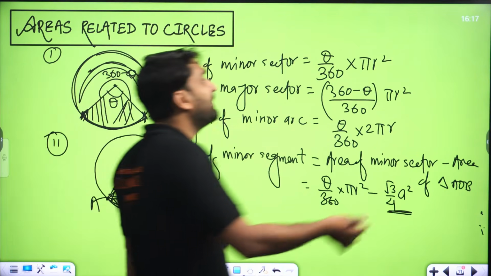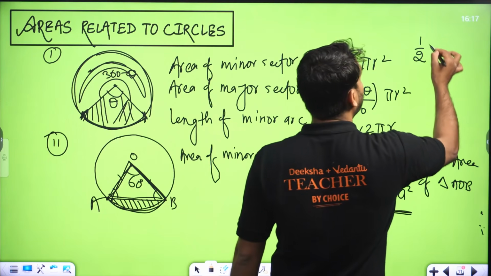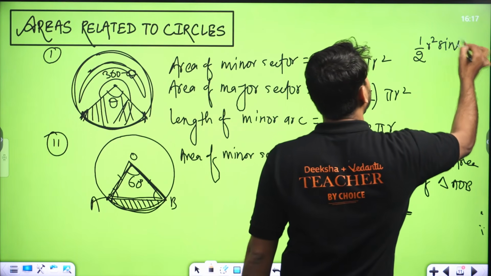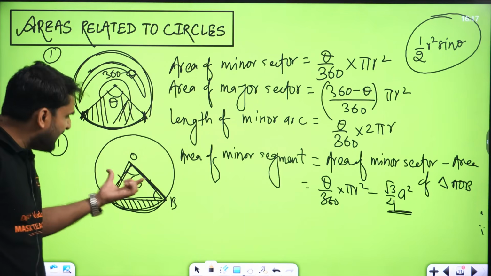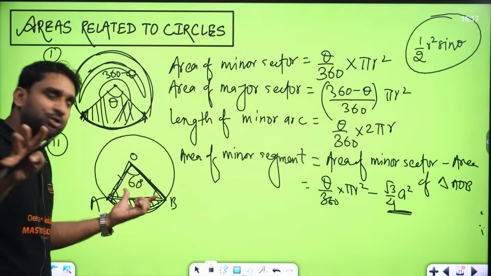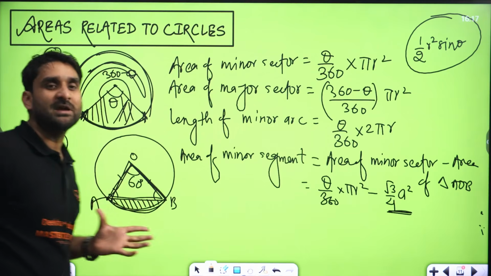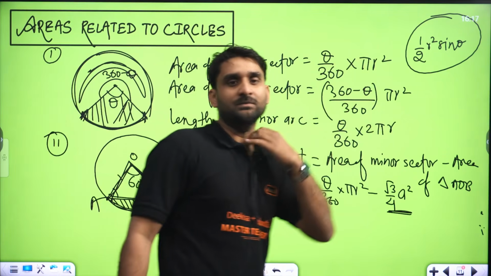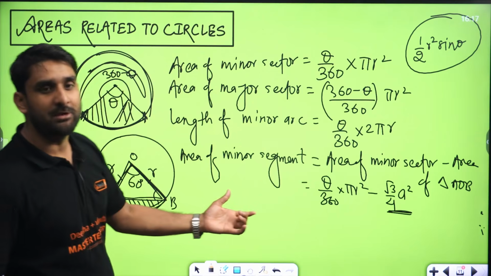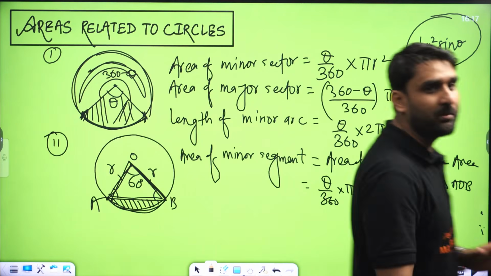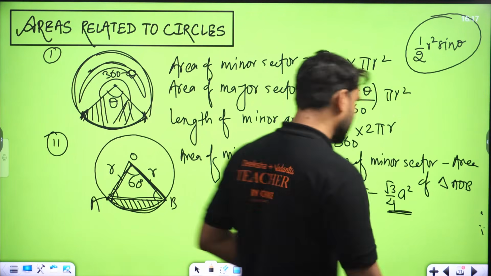And if any triangle will be there, so guys, you can use this formula, 1 by 2 r square sin theta. This formula plays a very important role to find the area of any triangle. If any triangle is there, you need only the angle. If theta is given, you can find the area, and the radius will also be there. Don't take tension. So this is a very important formula. These are important formulas from area related to circles.